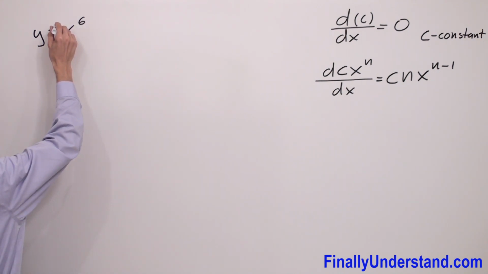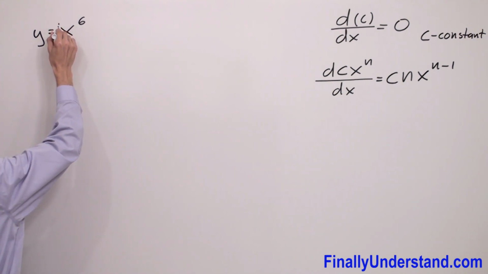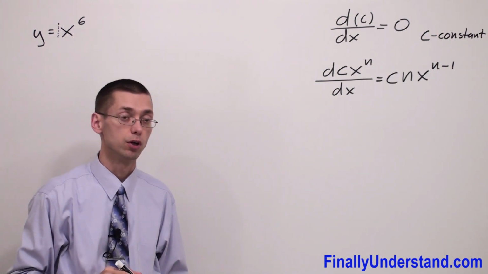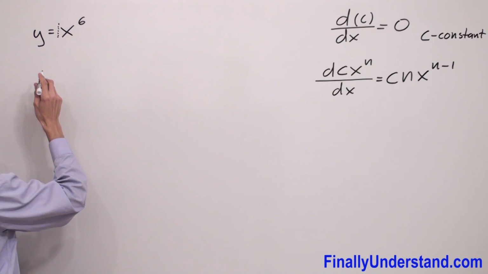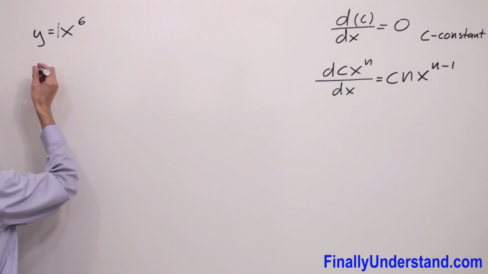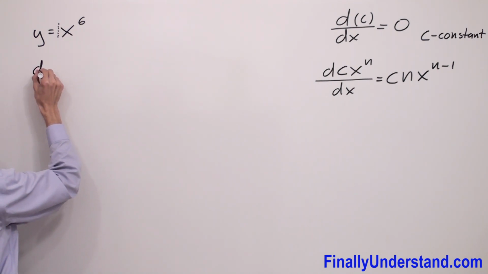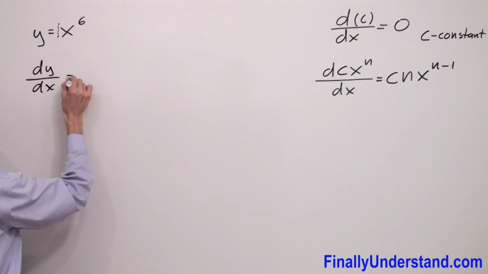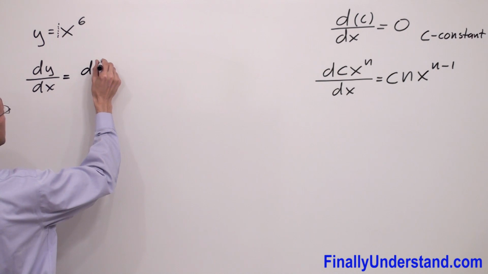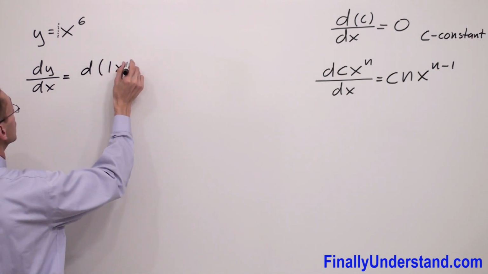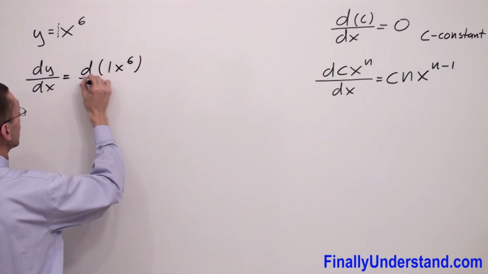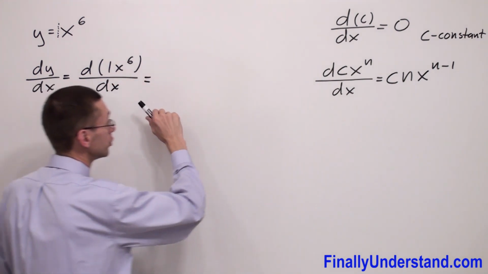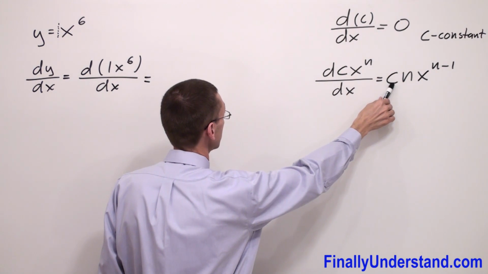The constant is always, in this case, an invisible coefficient. Okay, so this is my invisible 1. So what I have to do, just remember, we have to write the formula first. So I have the derivative of this function, dy over dx, is equal to the derivative of 1x to the 6th over dx. Okay, this is equal, according to the formula, I'm supposed to write the constant first.